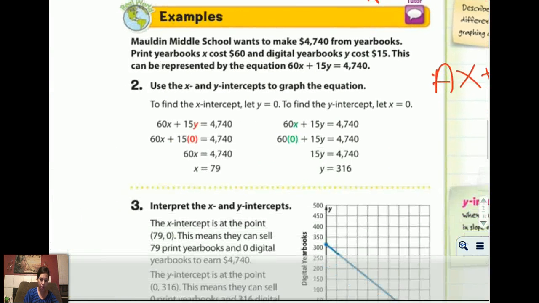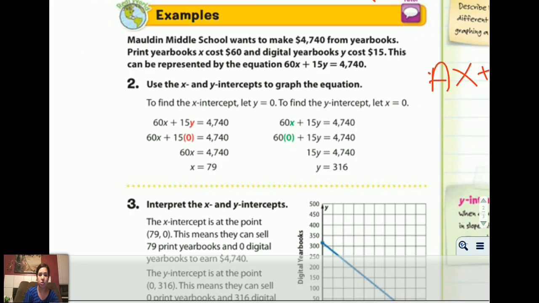So let's take a look at our first example. It says Malden Middle School wants to make $4,740 from the yearbooks. Print yearbooks X cost $60 and digital cost $15. So this can be represented by the equation, and they provided us with the equation. If you notice, you have x and y together on the left hand side. That's what standard form looks like. If your x and y are together, it's called standard form. If it's y equals something with x on the other side, it's called slope-intercept form.